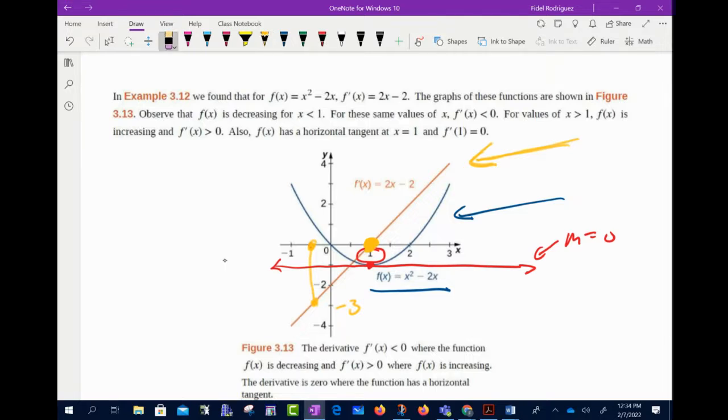Let me get rid of the red because I don't need it anymore. Okay. Let me do one more point. Let's pick the point x is equal to 2. We're gonna draw the tangent line at x equals 2. It's going to look something like this, right? Now look at the slope of that red line. Would you say the slope of that line is positive or negative?